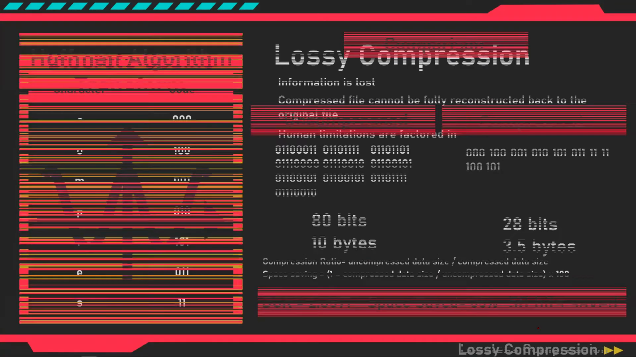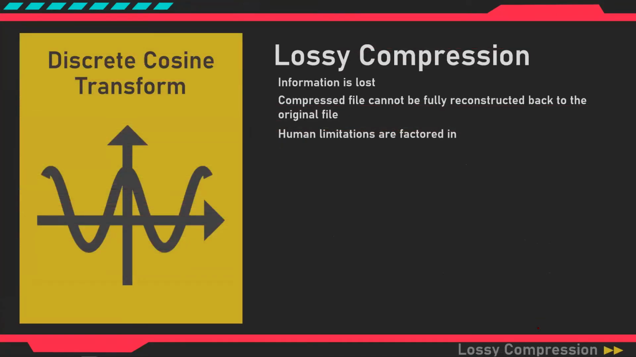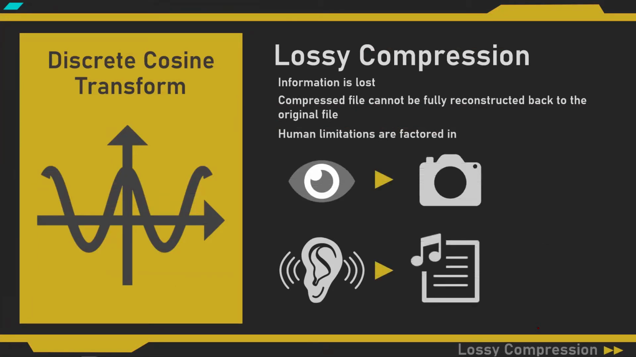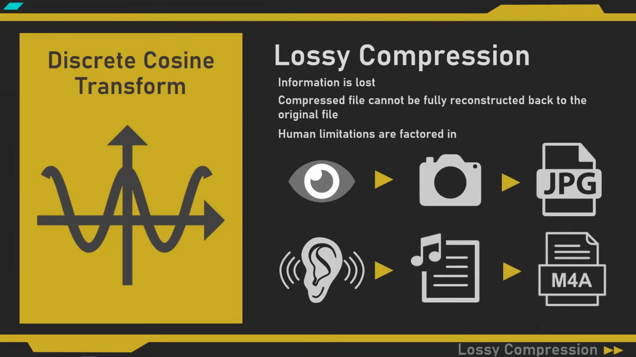With lossy compression, we can afford some loss in information, so the compressed file cannot be fully reconstructed back to the original file. This is because human limitations are factored in, meaning the limitations of the eyesight and the hearing. With photos and audio files, we have file types such as JPEG and M4A. However, we will only focus on the JPEG.